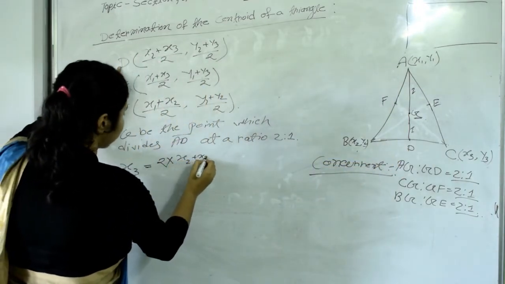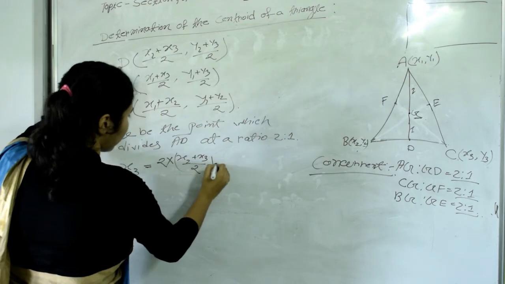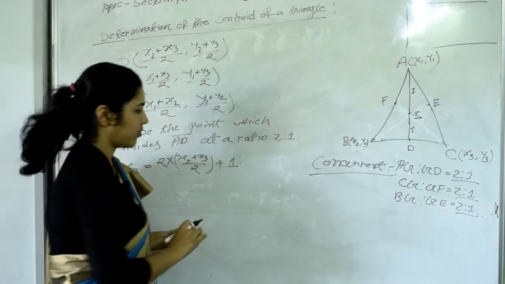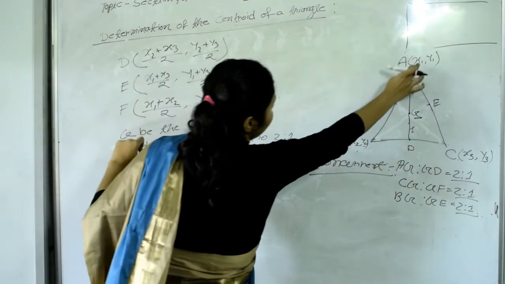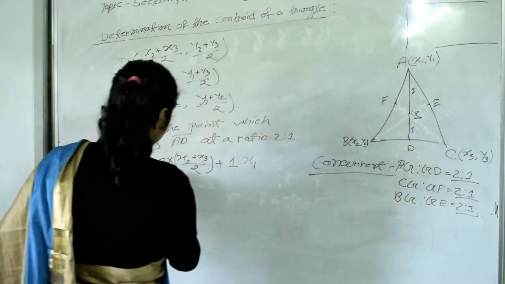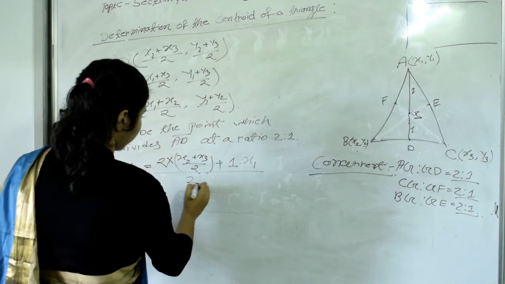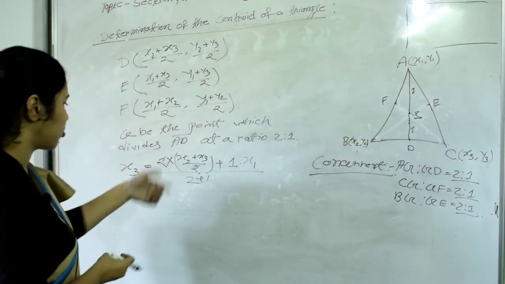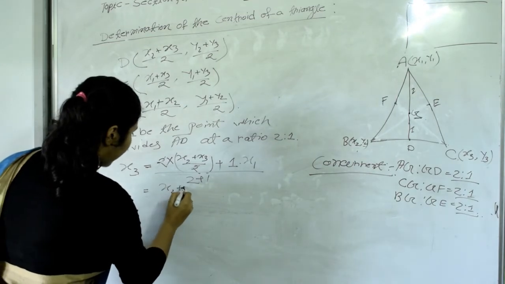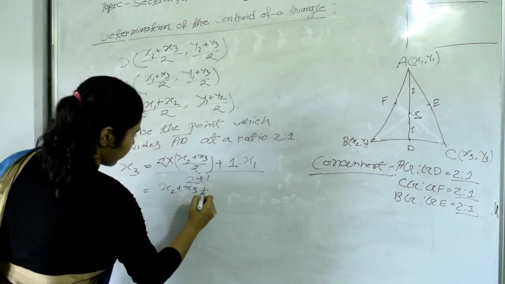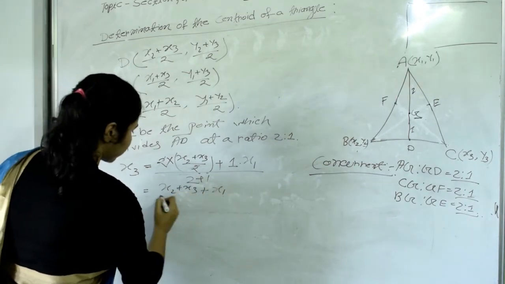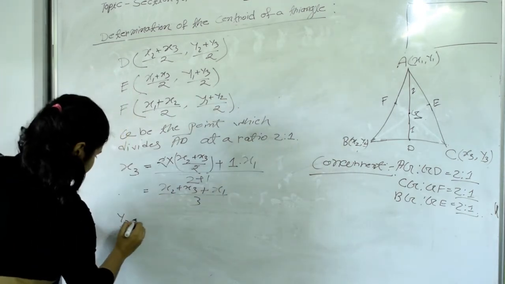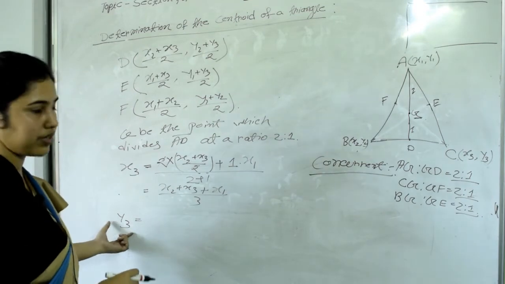x2 plus x3 by 2 plus n into, here n is 1, right? So n into x1 by 2 plus 1. So from here we'll cancel 2 2. So x2 plus x3 plus 1 into x1, which is x1 by 3. Okay, and now calculate the value of y3.